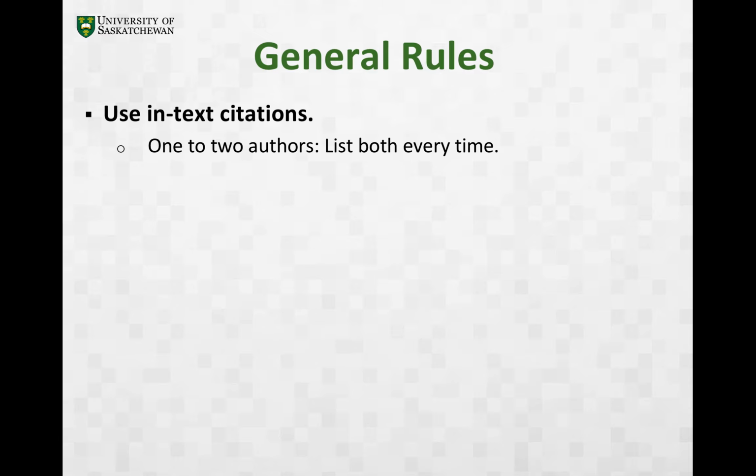There are some general rules that are important for you to know about for APA, and really the big one is that we use in-text citations. So when we cite an article, we're citing it within the text that we are writing. If we're citing 1 or 2 authors, we list both authors each time, followed by the year. If it's 3 or more authors, we use et al.